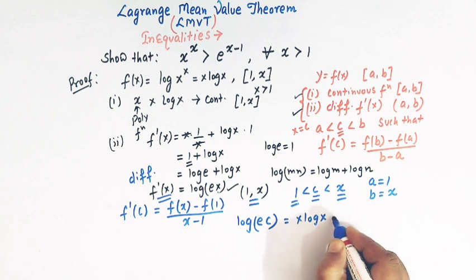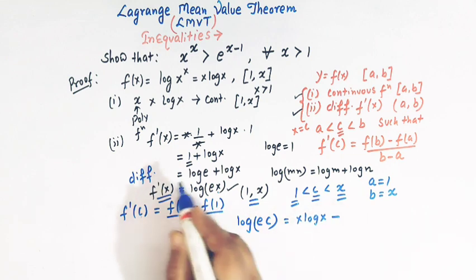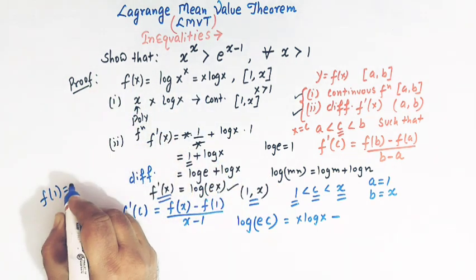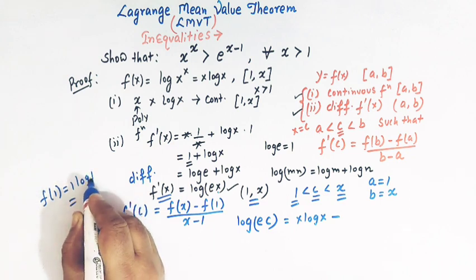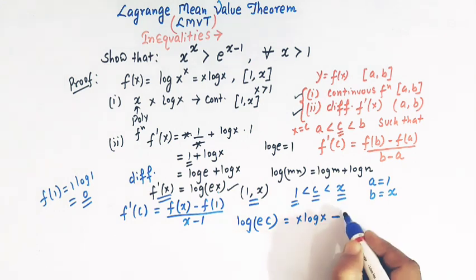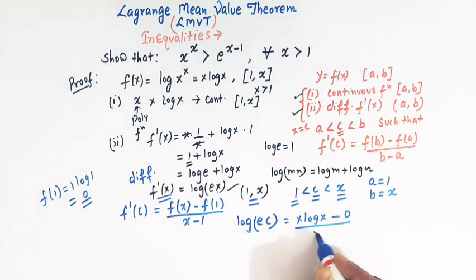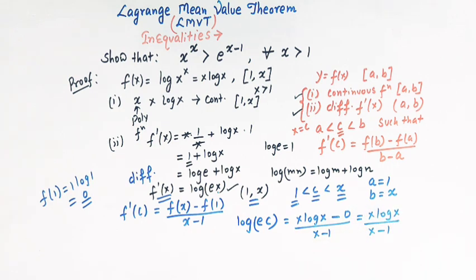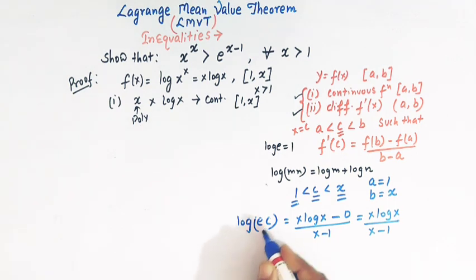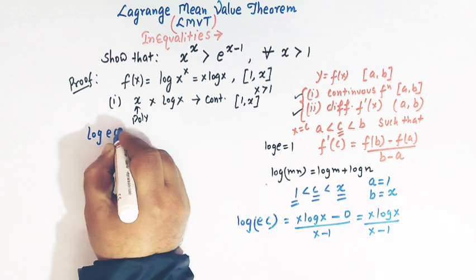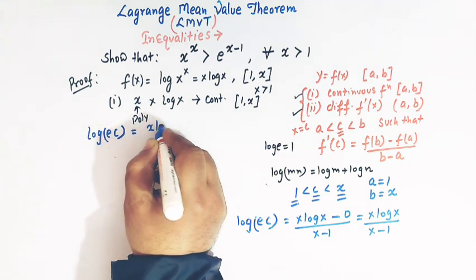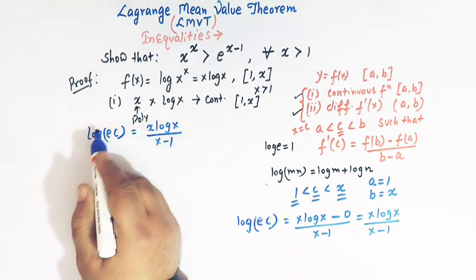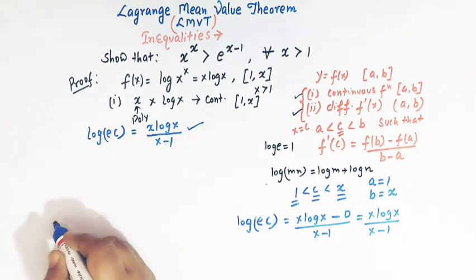And now here we have f of 1. So f of 1 is equal to 0, because if we take x is equal to 1 here, we get 1 log 1, and log of 1 is 0, so this is equal to 0, right? So here we have 0, and in the denominator we have x minus 1, so this is x log x divided by x minus 1. So now we have this expression: log ec is equal to x log x divided by x minus 1, right? So now we'll move further with the help of this expression.